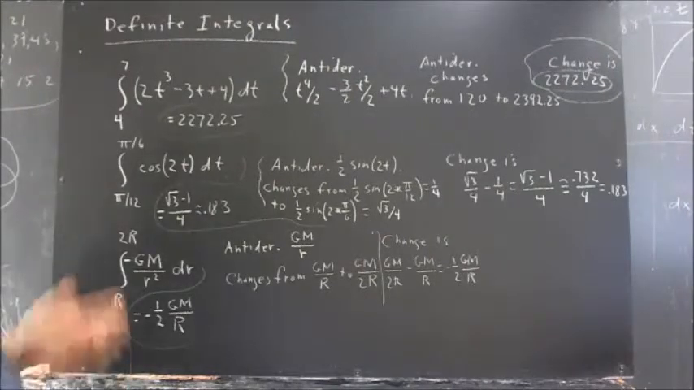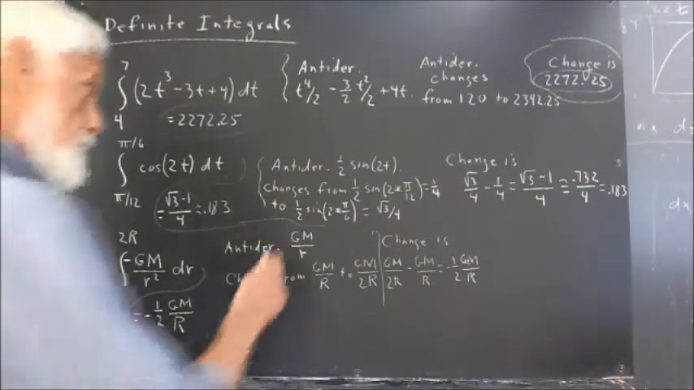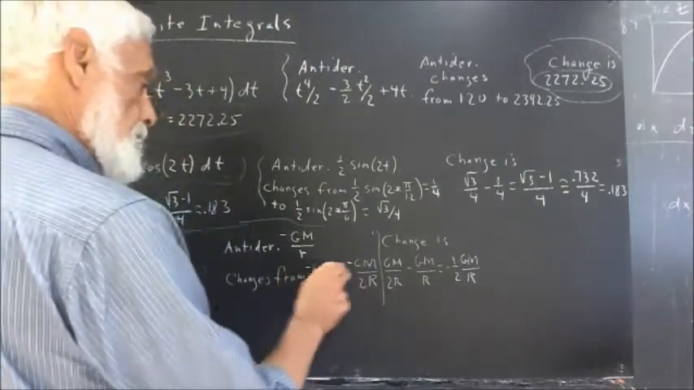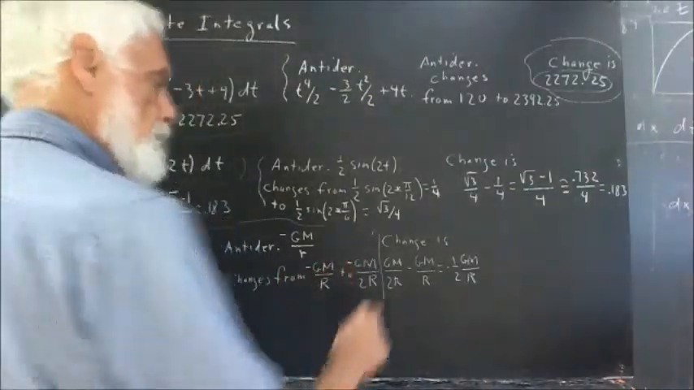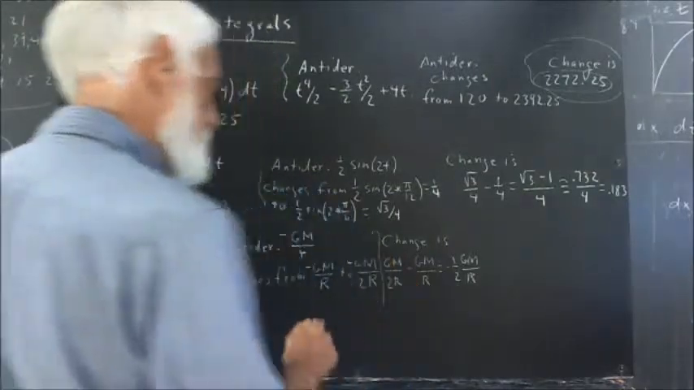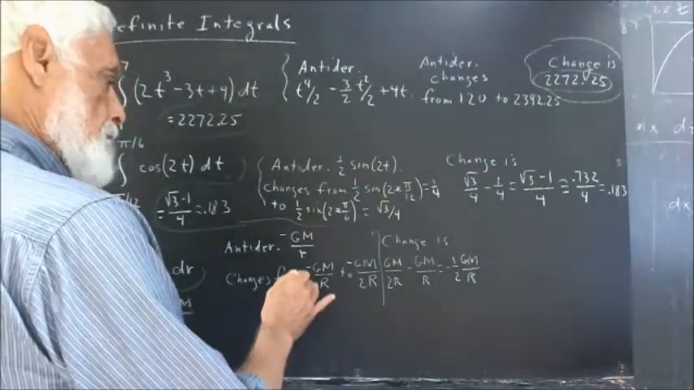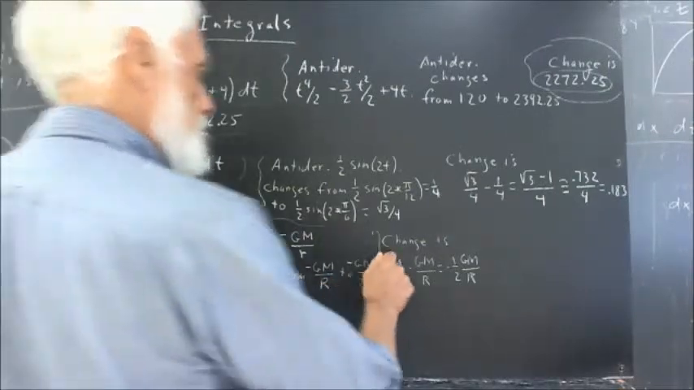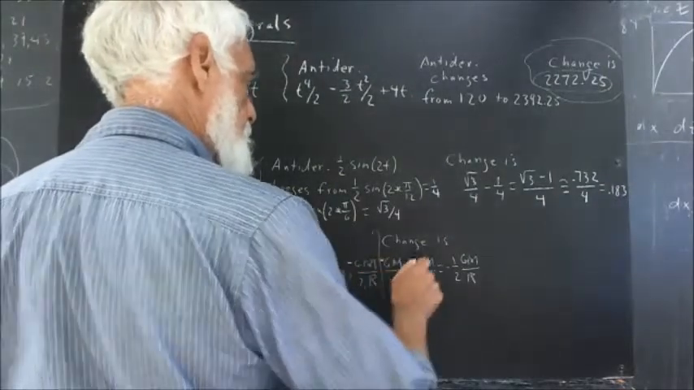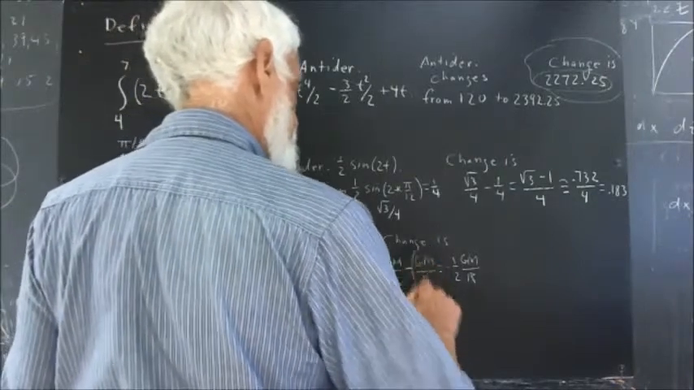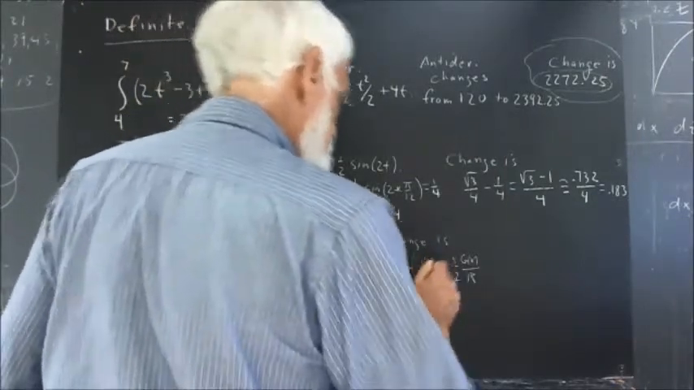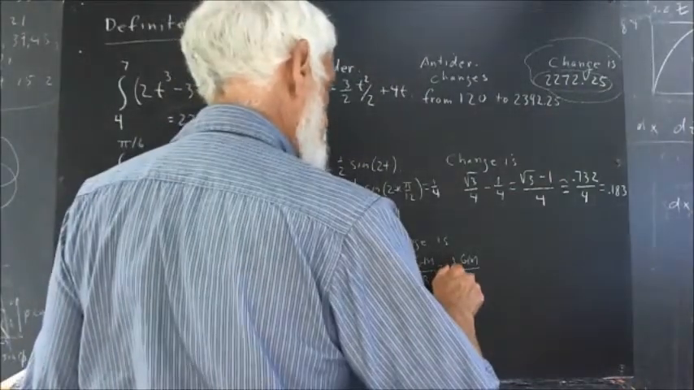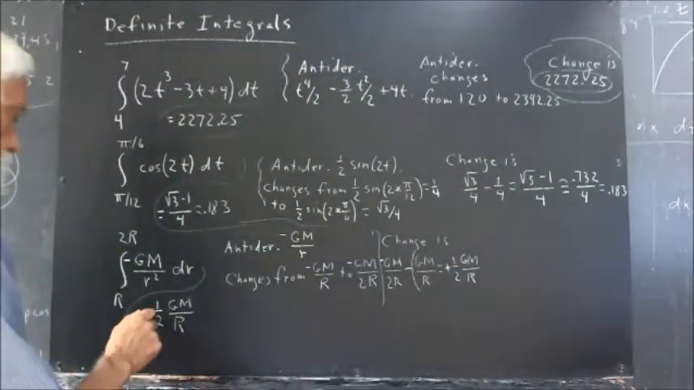Now, I was careless with my signs. There's a minus sign in front of this, so I'm going to have to change some signs. The antiderivative changes from this to this, so that the change is from this to this. So it's going to be this, which is negative GM over R, minus this, which is negative GM over big R. And you're going to end up with plus GM over 2R.